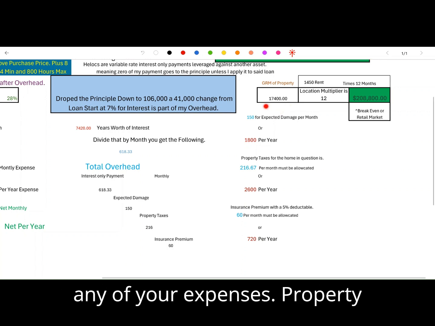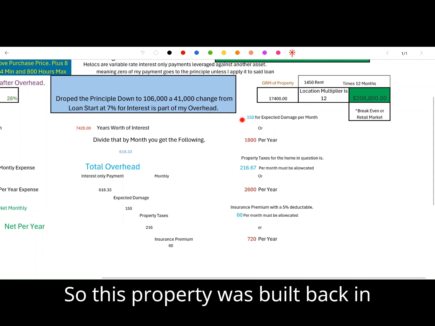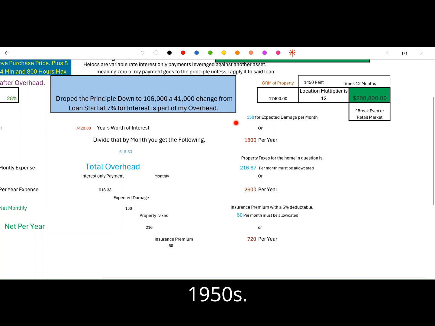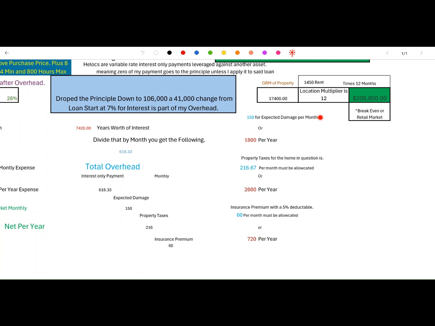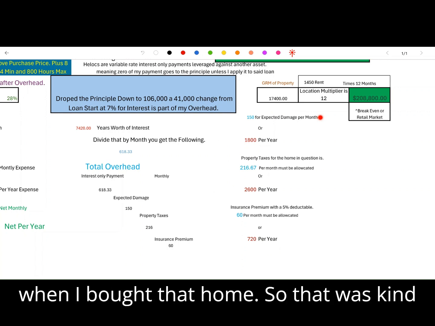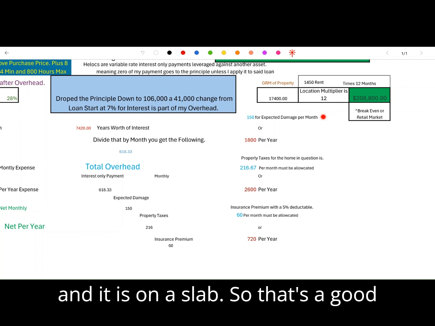That doesn't account for any of your expenses, property taxes. You gotta look that up. Rough insurance, expected damage. So this property was built back in 1950s. So it does create a little bit of a variable. Plumbing can be an issue, as well as electrical, was already updated when I bought the home. So that was kind of a plus side. And it is on a slab, so that's a good thing.